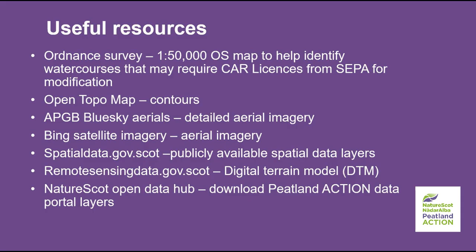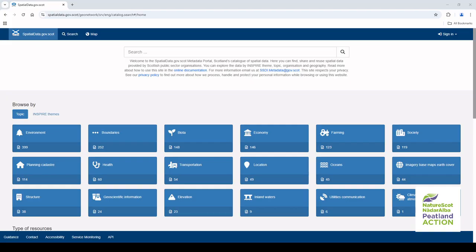The final recommendations are publicly available data, including the spatial data layers from the Spatial Data GovScot website. Here you can find environmental layers, boundaries, and water management zones. It may be useful to identify any overlaps between your project area and protected sites, as there may be regulations that would impact the feasibility of the work.